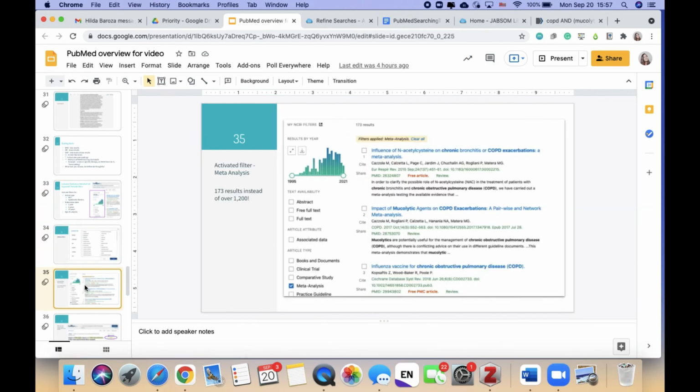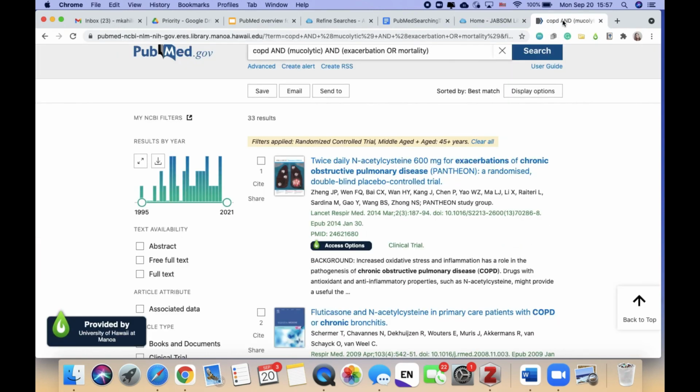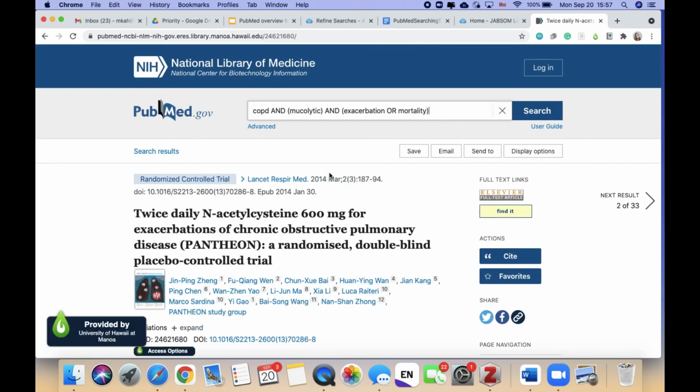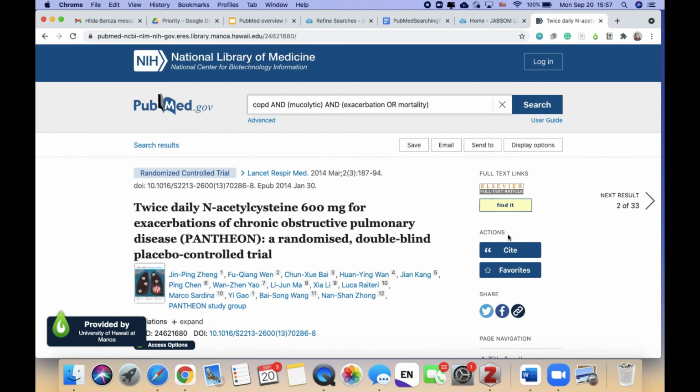Okay, so just making sure we covered all of this. Okay, so this is when you're ready to actually read one of these articles. I'll click on this first one. So let's say I'm ready to read this article. If you're using LibKey, then you can click on the LibKey icons that pop up here. If you're not using LibKey, then you'll want to use the Find It button. This button is key for finding the University of Hawaii at Manoa, the UHM full text.